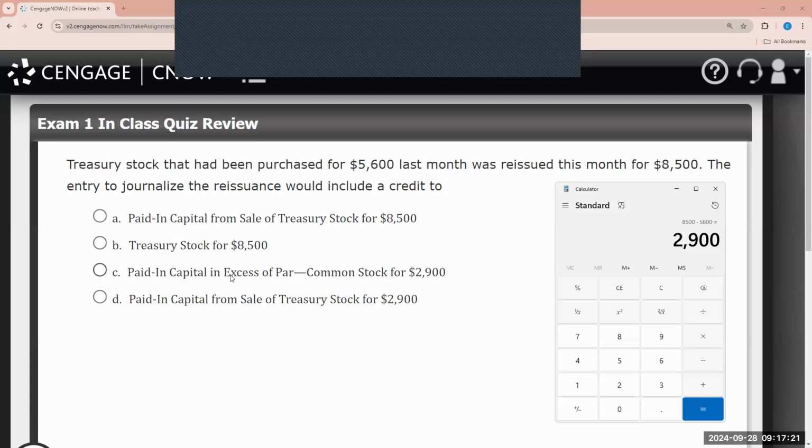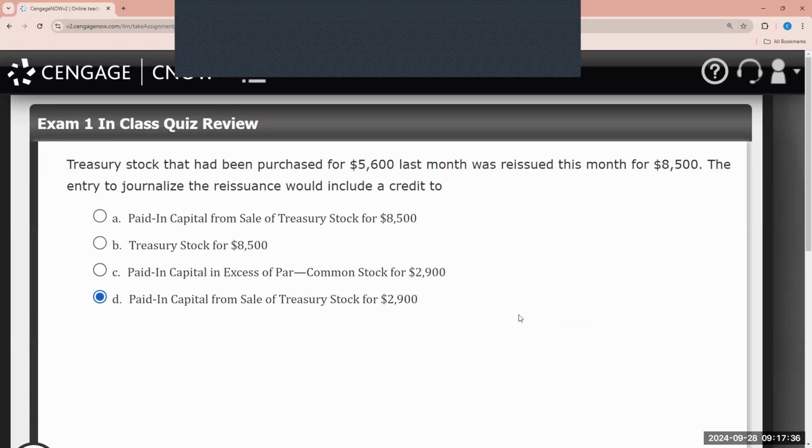So for this problem, when we record the journal entry, we would debit cash for $8,500. That's how much we're receiving. We would credit Treasury stock for $5,600. And the difference would be paid in capital from the sale of Treasury stock for $2,900.